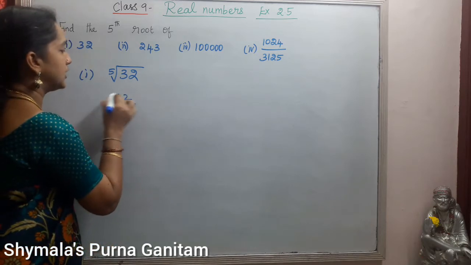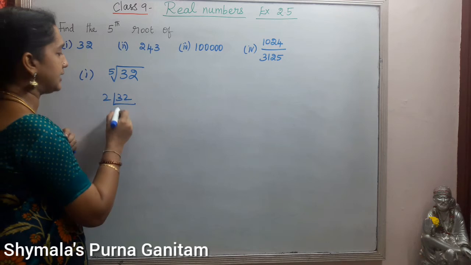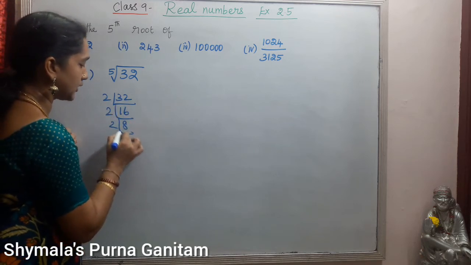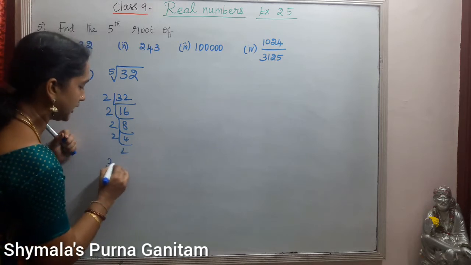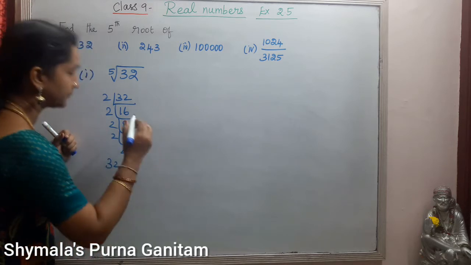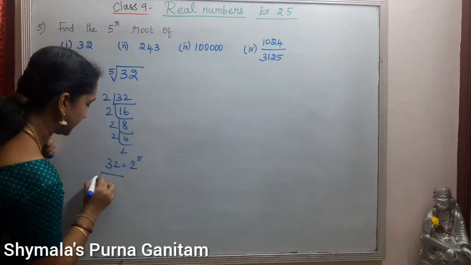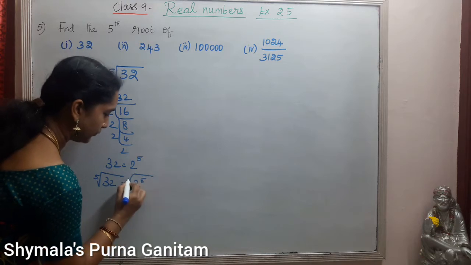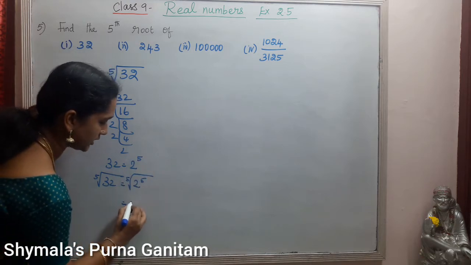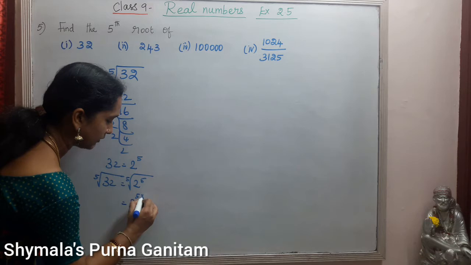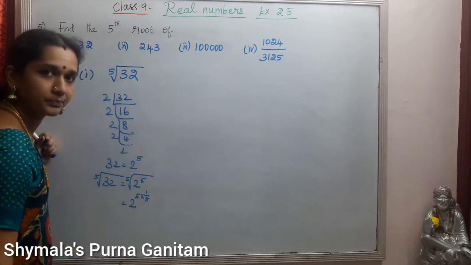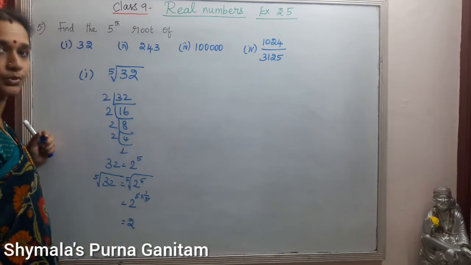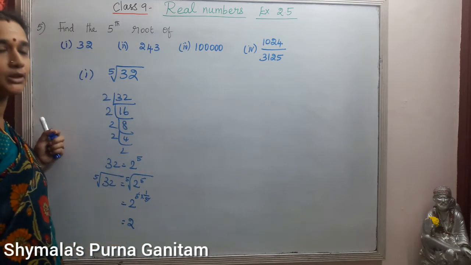For 32, the factors of 32 are: we can write this 32 as 2 16s, then 2 8s, 2 4s, then 2 2s. So we can write 32 as 2 power 5. So here, the fifth root of 32 is equal to the fifth root of 2 power 5, which is 2 power 5 into 1 by 5. So 5 and 5 will get cancelled, and we will get the answer as 2. So the fifth root of 32 is 2.